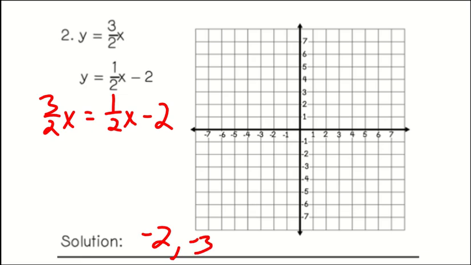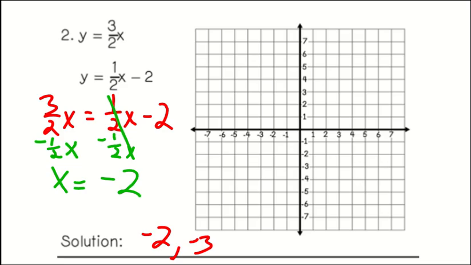All right, so if we set them equal to each other, which one's lower, 3/2 or 1/2? 1/2. So, we're going to subtract 1/2 x from each side. 3/2 minus 1/2 would be 2/2, or that'd just be 1. So we'd have x equals, those canceled, -2. Well, that tells us what x is. So there's our x value.